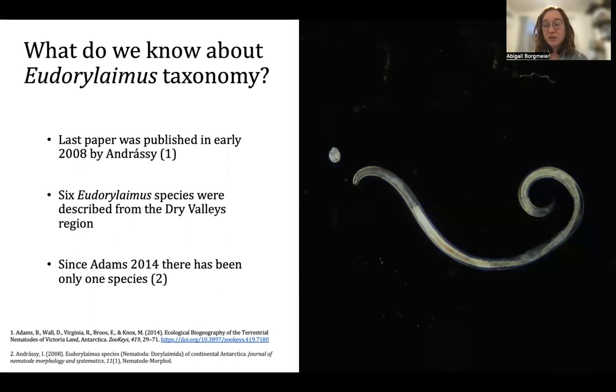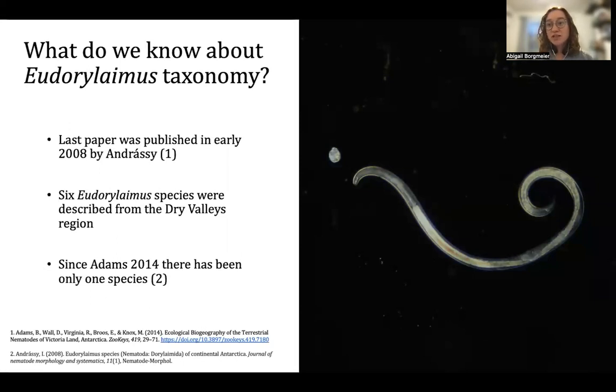Most everything we know about Eudorylaimus taxonomy is from a 2008 paper by Andrassi, and this study described 6 different Eudorylaimus species from the Dry Valley region. However, this study relied solely on morphologic characters, and there's no genetic analysis behind these species descriptions.